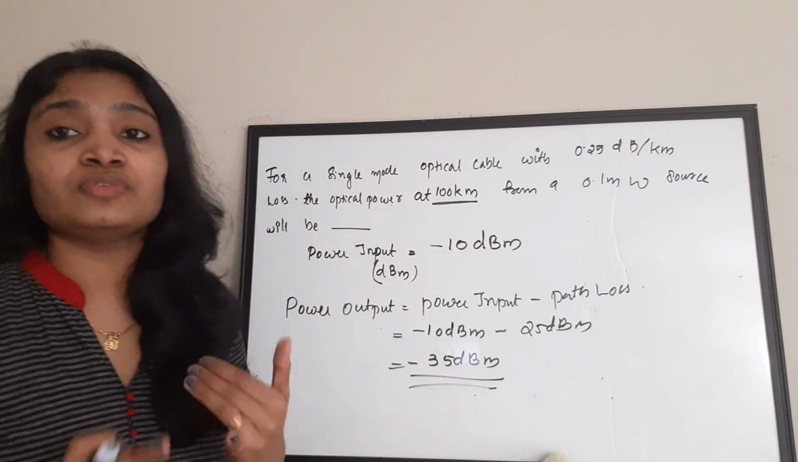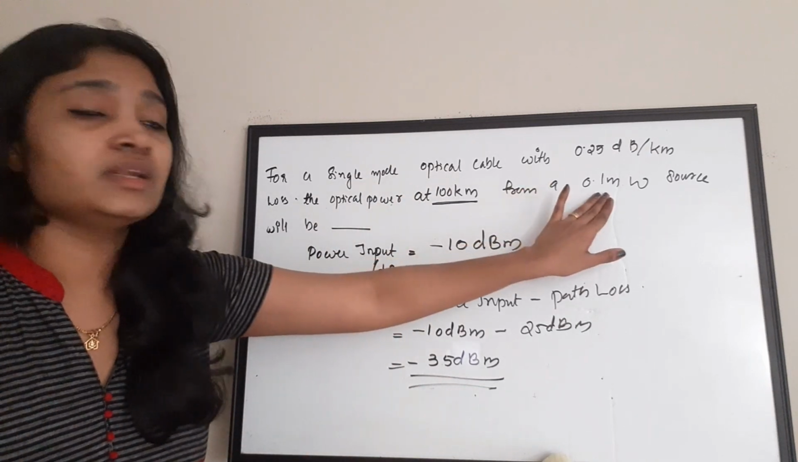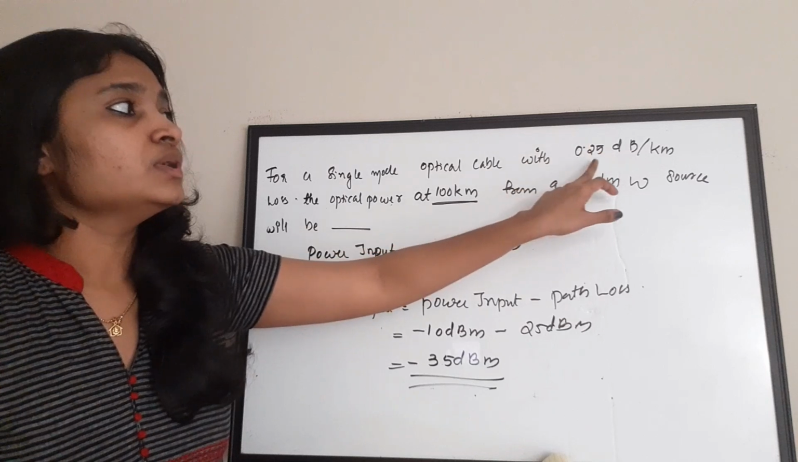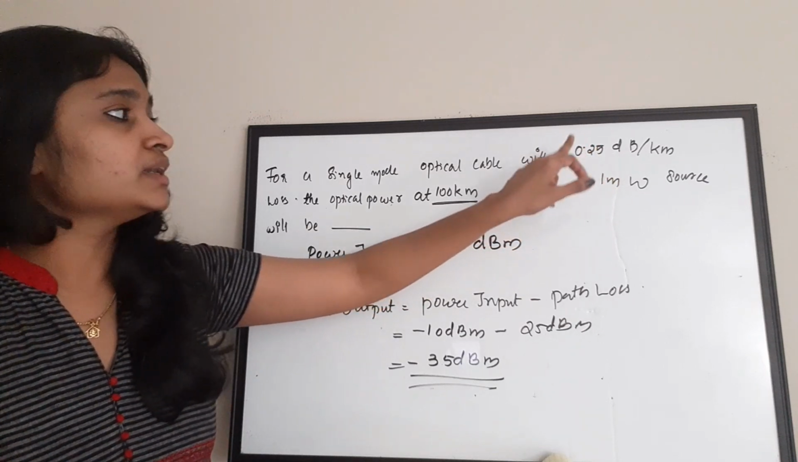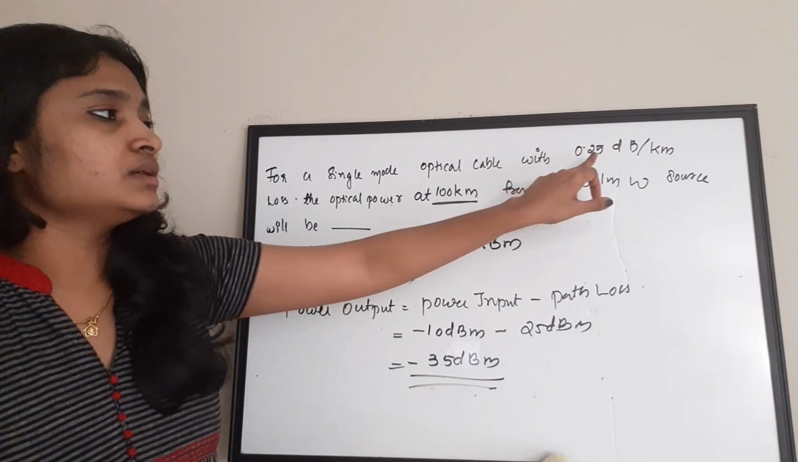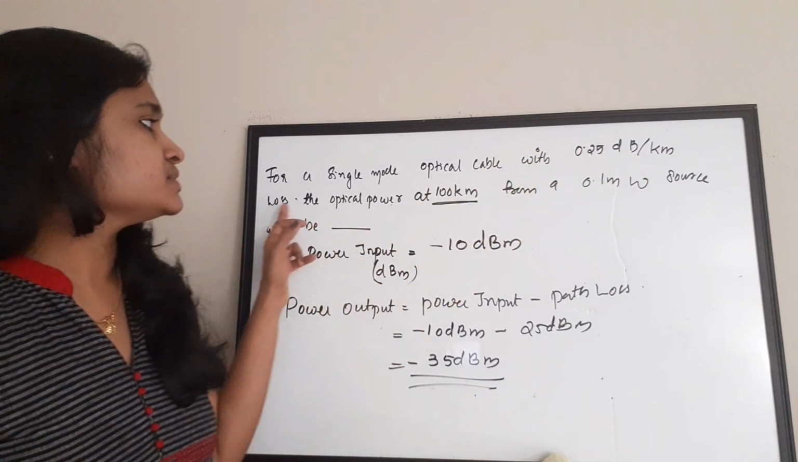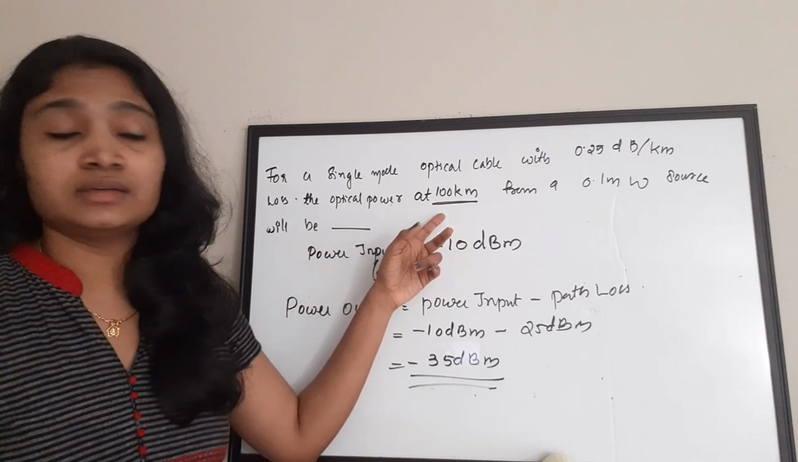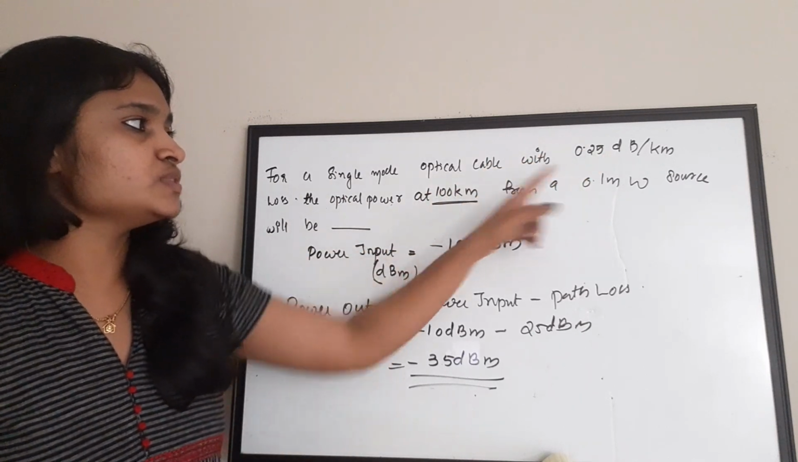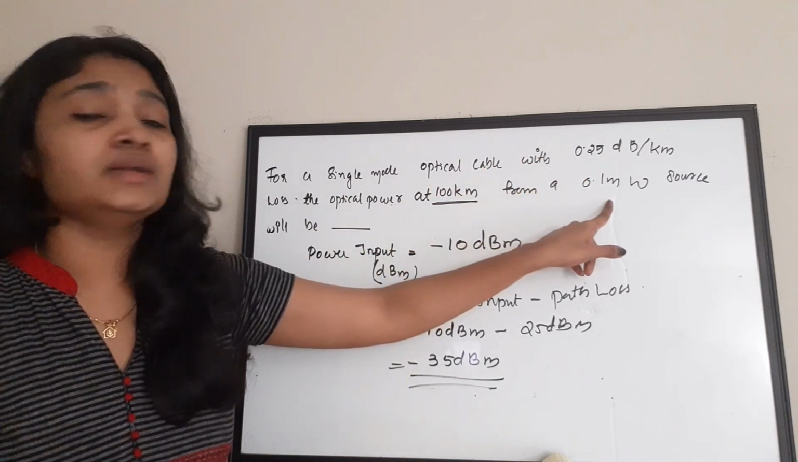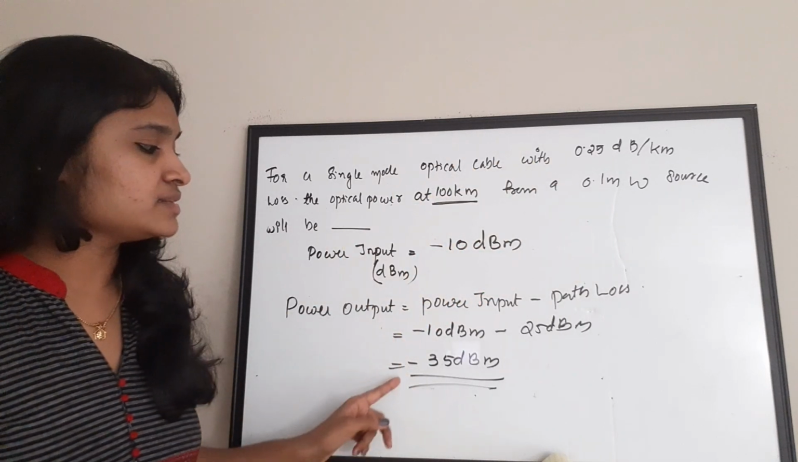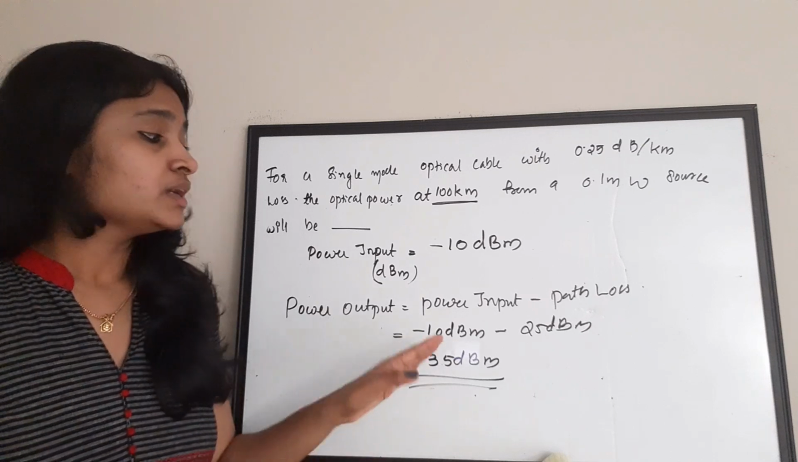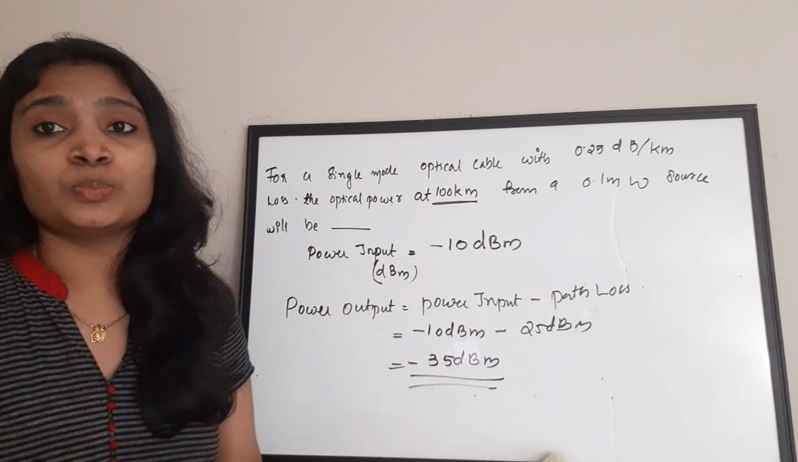So, you just have to find the value of the given power in dBm. Then you have to subtract the path loss. Here the path loss is given per kilometer and the distance is 100 kilometers. So, take the product of these two and subtract the value from the dBm value of power. Then you will get your power output. Here the correct answer is minus 35 dBm, the value of output power.